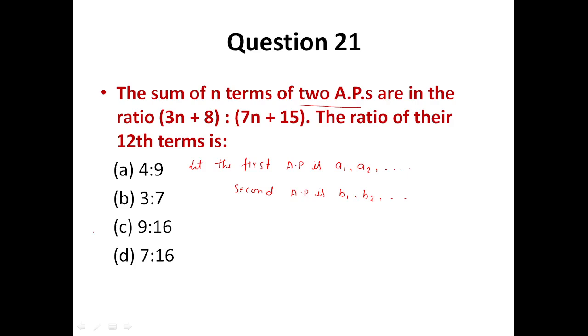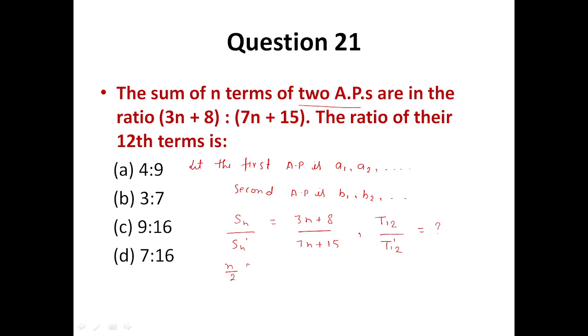So here Sn upon Sn dash is equal to 3n plus 8 upon 7n plus 15, and we have to find T12 upon T dash 12, which is equal to what. Now put the formula of Sn here.